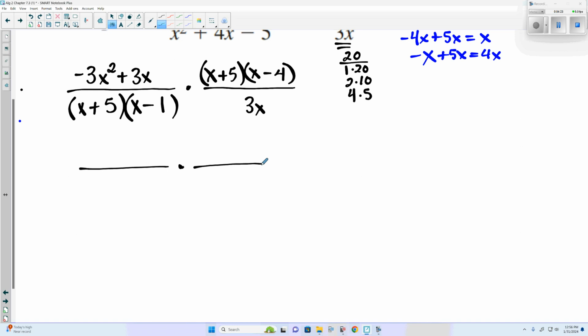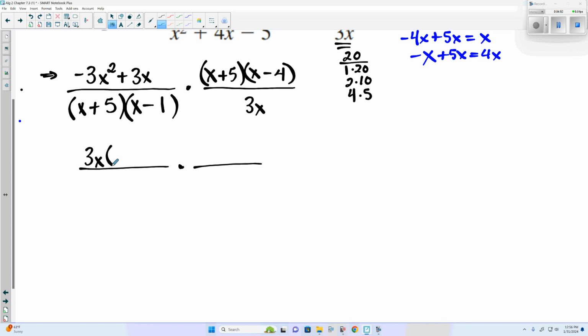Our negative 3x squared plus 3x. We didn't factor it in this first step. All we did was rewrite it. Now, we don't have a constant term, so it's kind of difficult to do our two sets of parentheses. But is there a greatest common factor between our negative 3x squared and 3x? Yes, we do have a 3 and we do have an x.